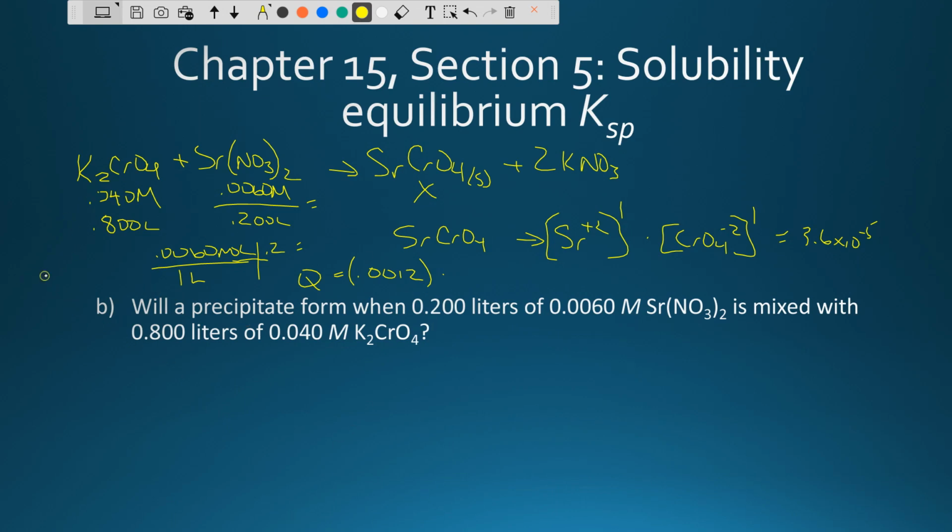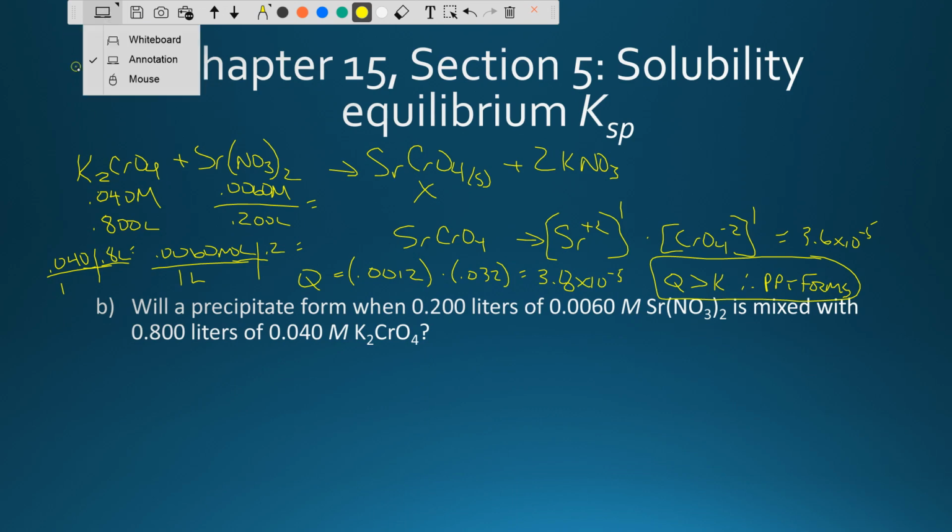And then the other one, we saw that I have 0.040. That's per liter, but I have 0.8 liters that I'm going to be adding. And so what does that end up being? That ends up being 0.032. And so if I multiply those together, I get 3.8 times 10 to the -5. It's pretty close, guys, but my Q value actually is larger than my K, and so therefore a precipitate is formed. Okay? So again, you just take a look at the tables and do it that way.